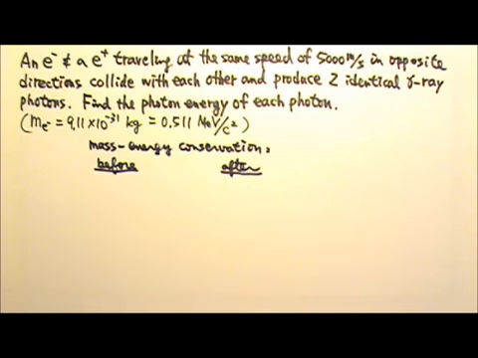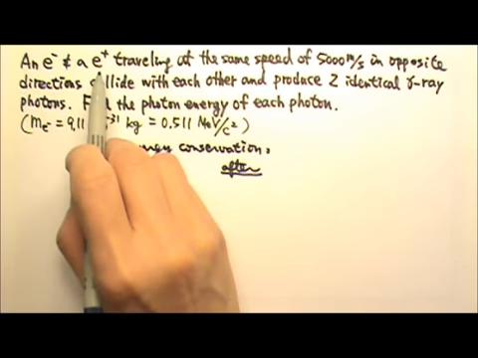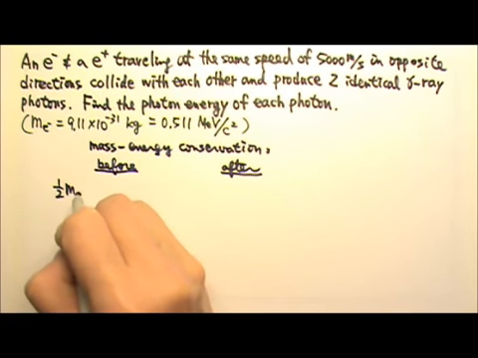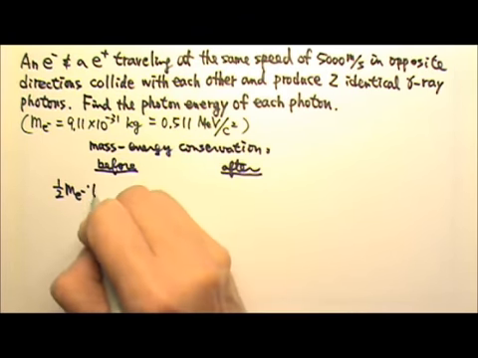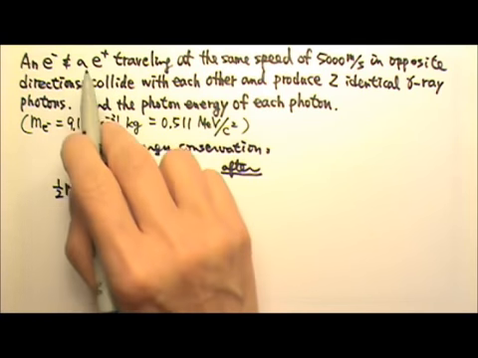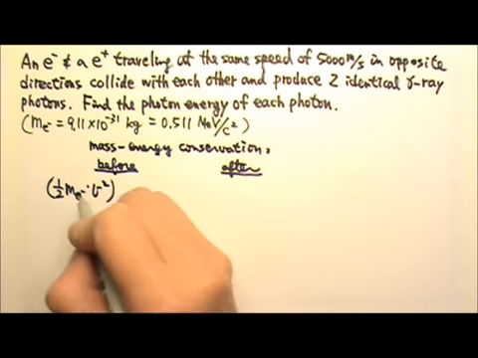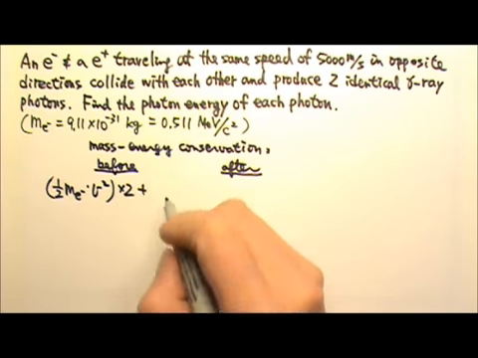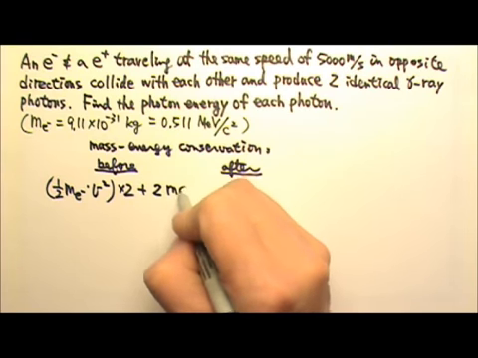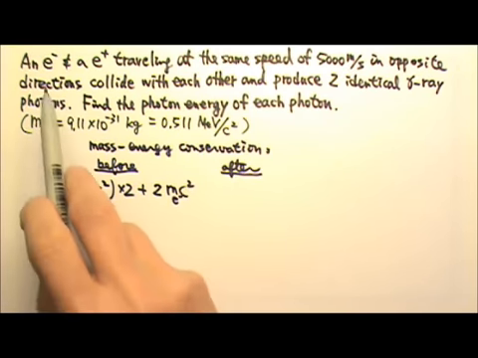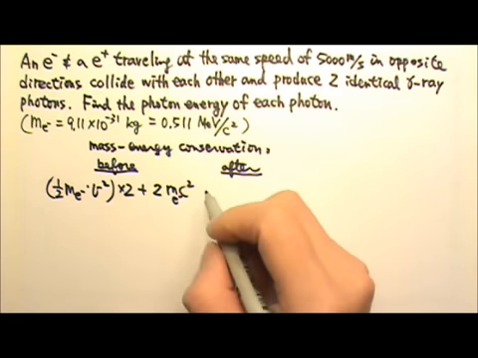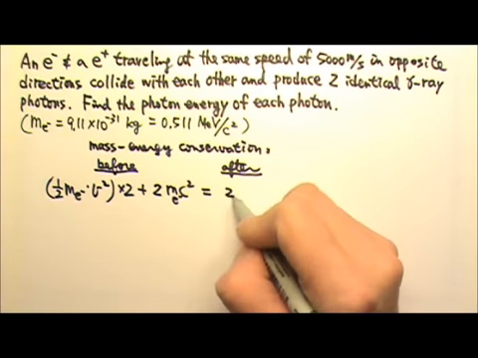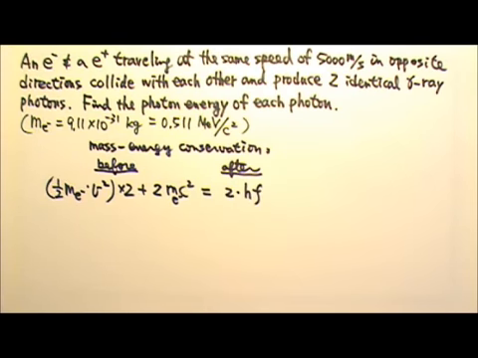Before the collision, the electron and the positron both have 1/2 mv squared. So we have 1/2 m times the v squared. And because they have the same mass and the same speed, we just have to multiply this by 2 to take care of the kinetic energy for both particles. And then we also have the 2 mc squared of the electron, because again, they have the same mc squared. And afterwards, we would have two identical photons, so that's 2 times the hf.